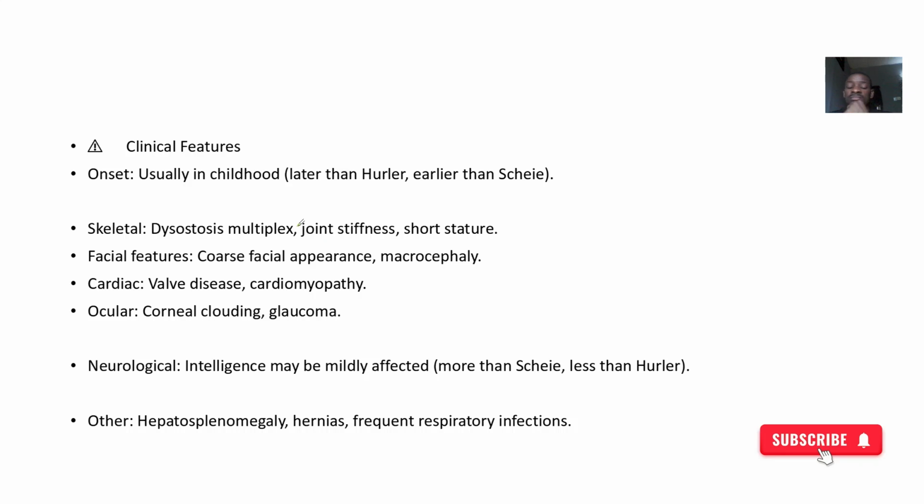So clinical features usually occur in childhood, where you're having the dysostosis multiplex, then joint stiffness, short stature. On the facial issues, you're having the coarse facial appearance. The cardiac issues, there's valve disease, there's cardiomyopathy. In the eye, there's corneal clouding, then glaucomas and the rest. Okay. Neurological, intelligence may be affected. So other ones, you're having an enlarged spleen, hernias, and the rest of it.